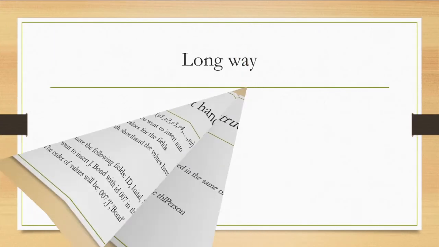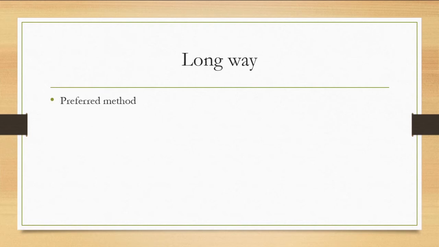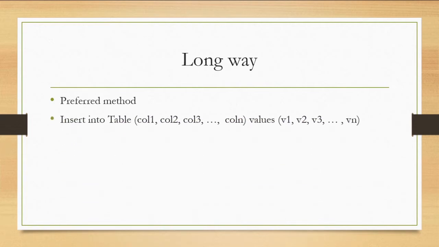Let's look at the long way. So the long way is the preferred method. We will come to this now after we've looked at the structure. So the structure is insert into table, column 1, column 2, column 3, up to column n, where n is the maximum amount of columns you've got in your table. Values v1, v2, v3, up to vn, a value for each column.